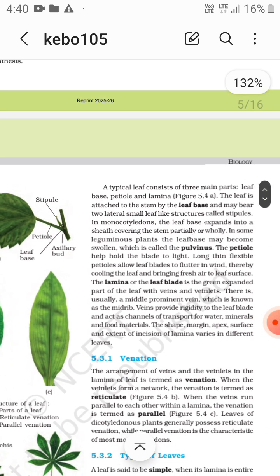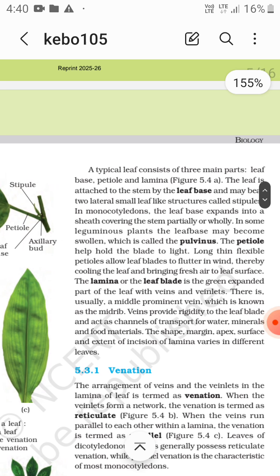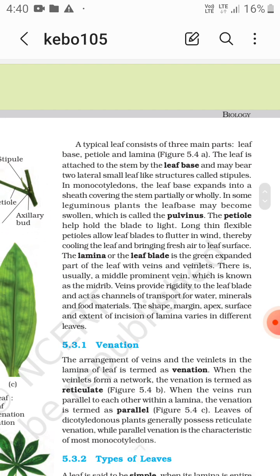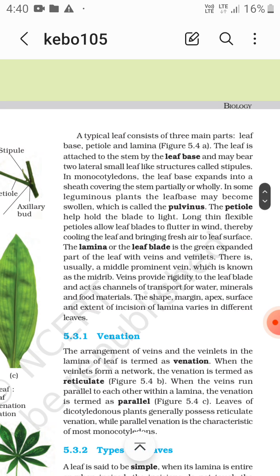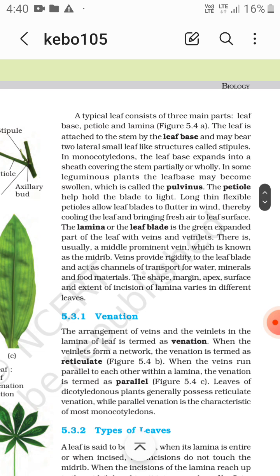Now a typical leaf consists of three main parts, that is leaf base, petiole and lamina. The leaf base is attached to the stem and may bear two lateral small leaf-like structures called stipules. In monocots, the leaf base expands into a sheath covering the stem partially or wholly. In some leguminous plants the leaf base becomes swollen, which is called the pulvinus.